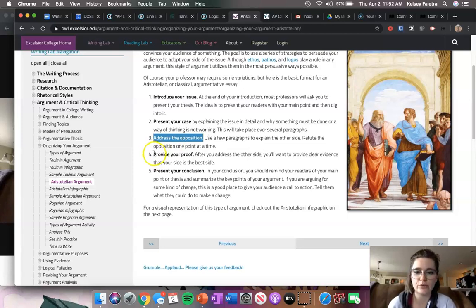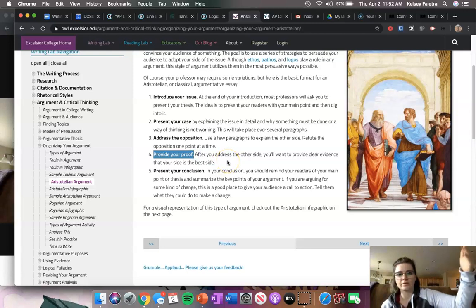Then you provide your proof again after conceding. Okay, so this is the concession. Providing your proof is the refutation. So like this is what the opposition says, but here's why they're crazy, right? So this is what the opposition says about GM foods and the potential risks they present for health and safety. And here are the facts, right? Like blah, blah, blah, blah, blah.